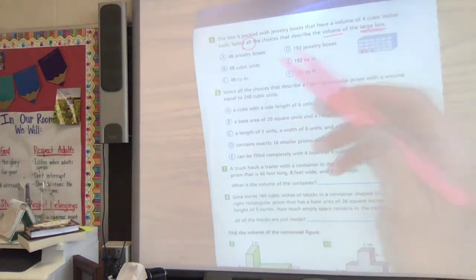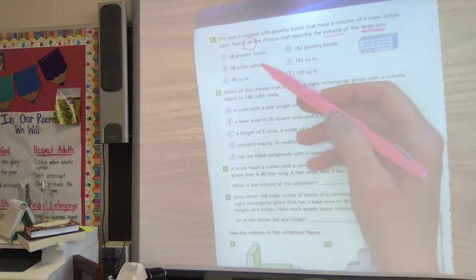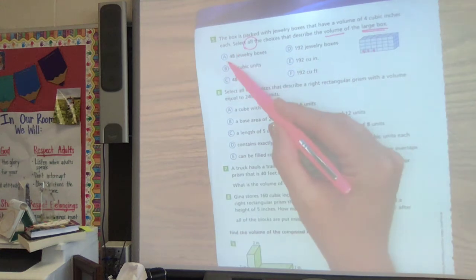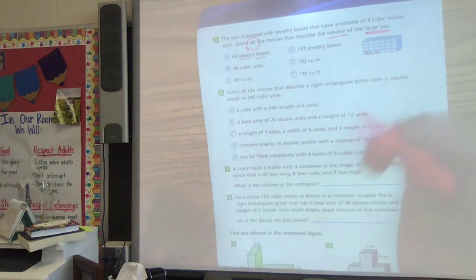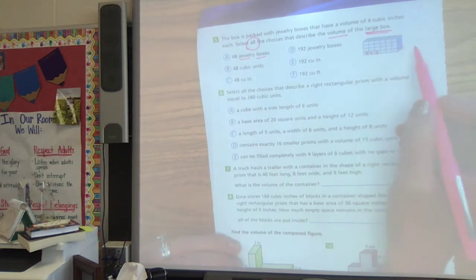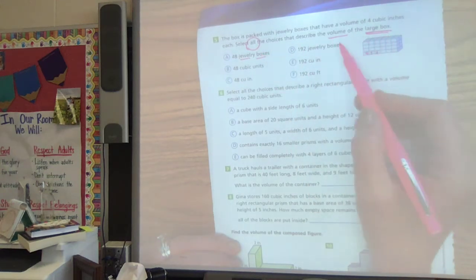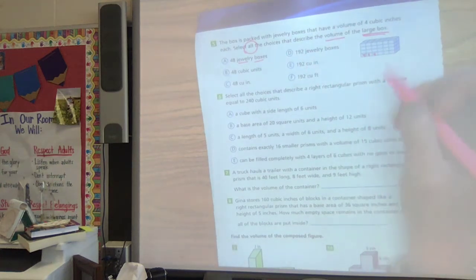So, but you need to look and see what it's telling you. First, it says 48 jewelry boxes. So that's not asking about what the total volume of it is. It was just saying you could also call it that. So let's look and see if that's true.